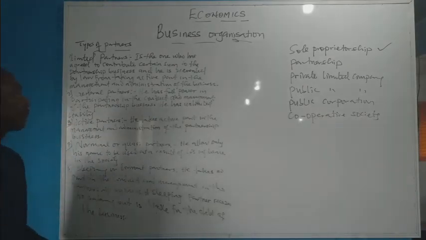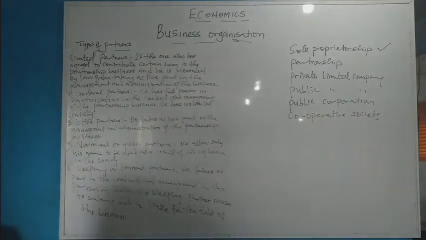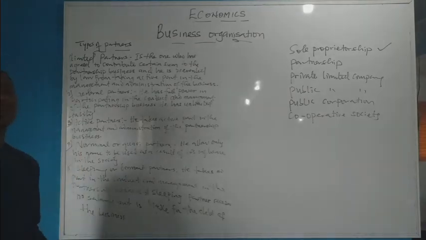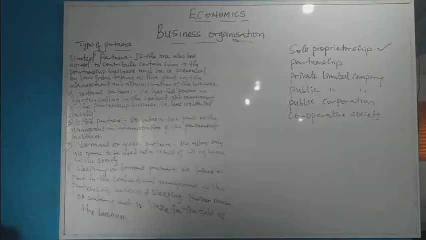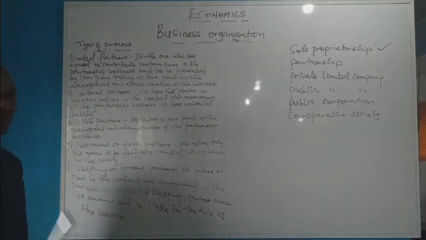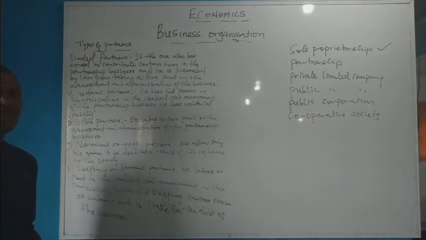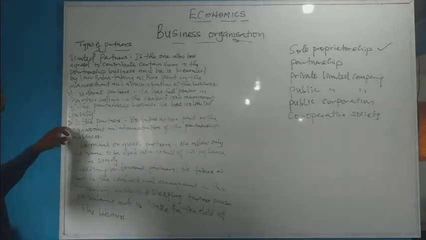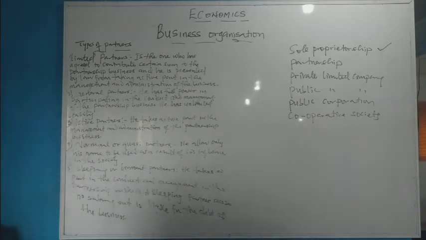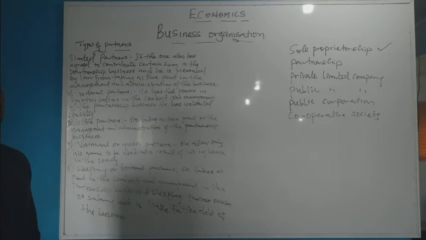Then number 2, the general partner. He has full power in participating in the conduct and management of the partnership business, and he has unlimited liability. I remember I've told you severally what unlimited liability means. It means that the debt of the business is not limited to the amount of capital that has been contributed. Then 3, active partner. He takes active part in management and administration of the business. That's why the name is called an active partner.